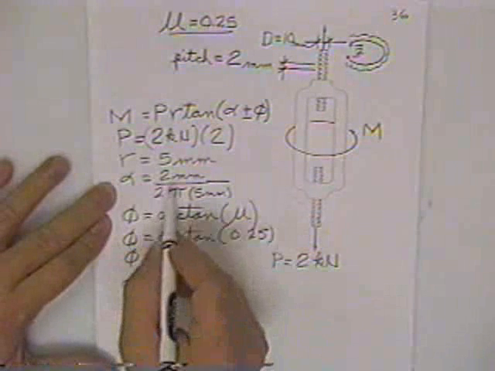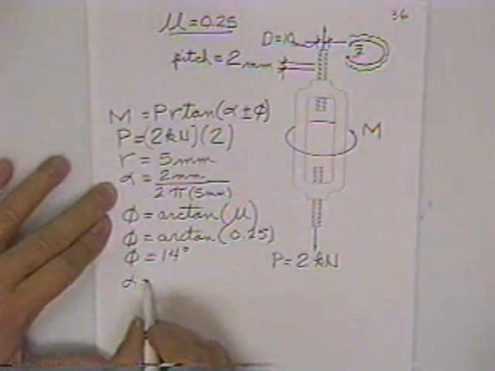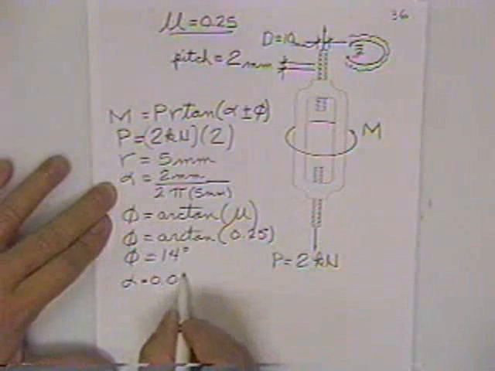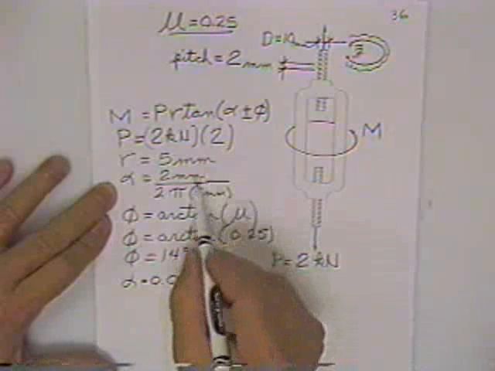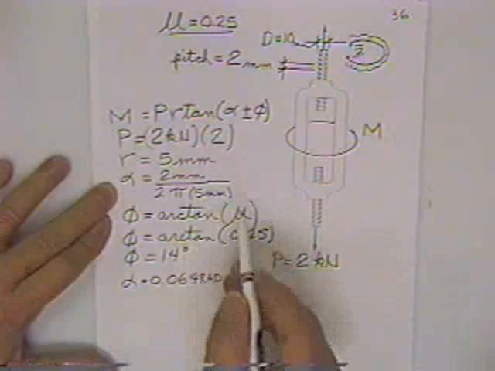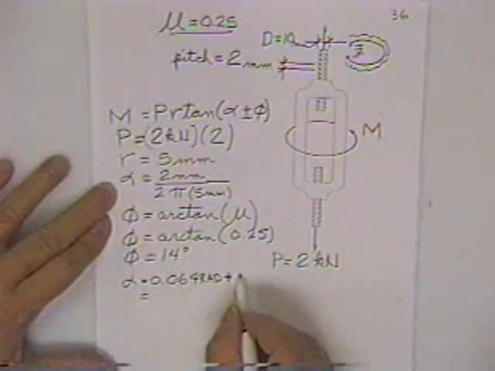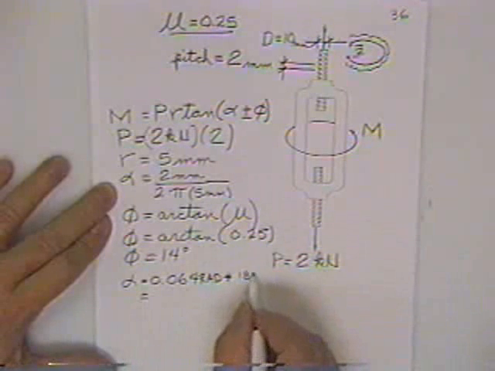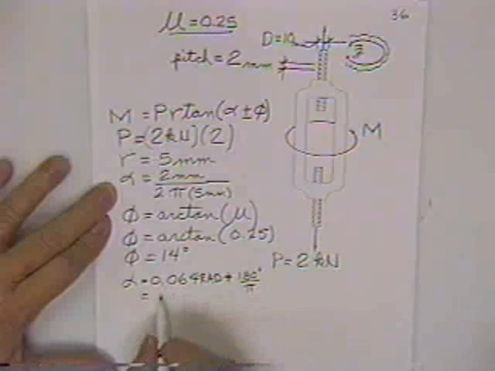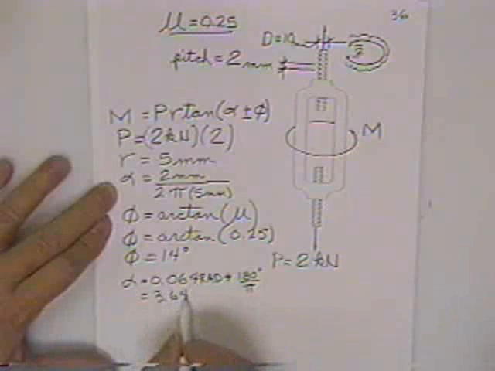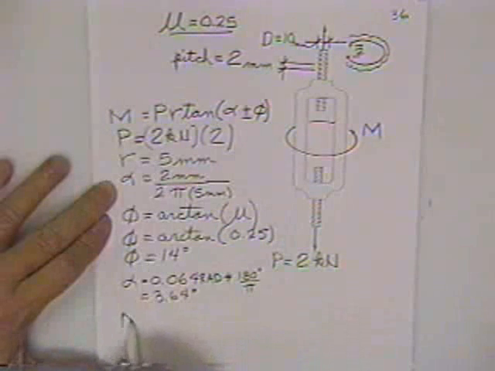Alpha, if you just take 2 divided by 2 divided by 5 divided by pi, it turns out to be 0.064, but that's in radians. You'll notice millimeters over millimeters has no units, so you got to multiply that times 180 degrees for every pi radians, and that comes out 3.64 degrees. And from then on, it's nothing but a matter of just putting it in the equation.